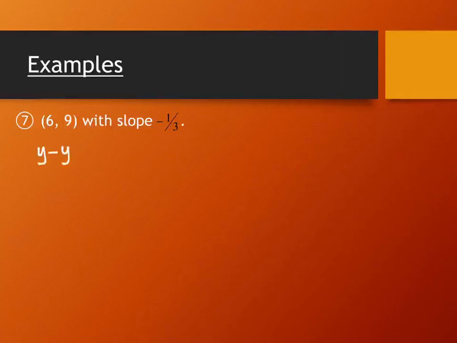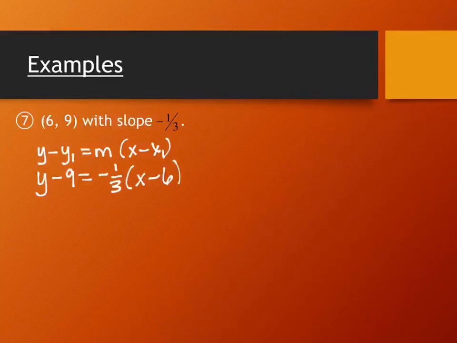So we have y minus y1 equals m times x minus x1. My y1 value is 9, the slope is negative 1/3, and the x1 value is 6. This is one way. So we will distribute our negative 1/3 through. On the left, I still have y minus 9. On the right, I have negative 1/3 x. And what is negative 1/3 times negative 6?